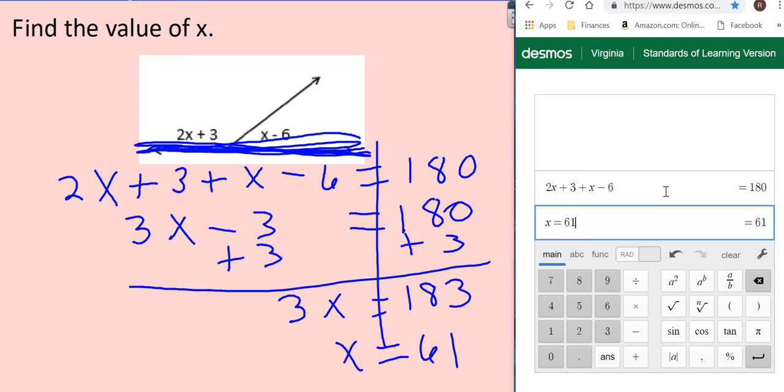Even if I'm not using my calculator for solving, you need to put it in your calculator just to make sure that you solved correctly and you got your math right. So that's how you would get to 61 there.